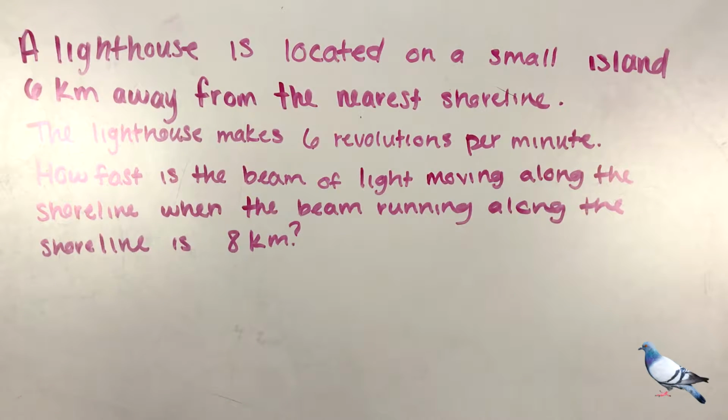A lighthouse is located on a small island 6 kilometers away from the nearest shoreline. The lighthouse makes 6 revolutions per minute. How fast is the beam of light moving along the shoreline when the beam running along the shoreline is 8 kilometers long?